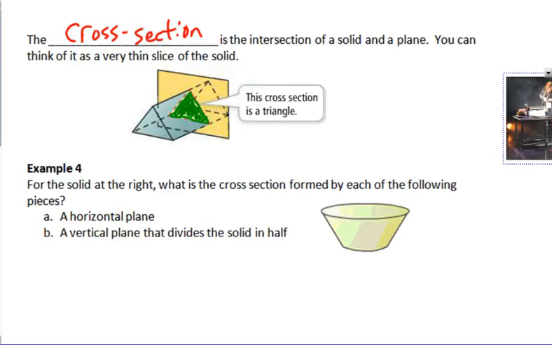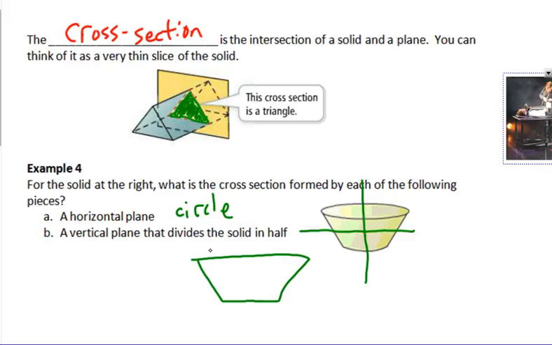So for the solid at the right, look at an example for it. What is the cross section formed by each of the following planes? So a horizontal plane. Let's say you're taking a shape and you're cutting it right through here. It would make a circle. The part in the inside would make a circle. How about a vertical plane dividing it like this? If you were to picture what's inside of there that would be cut in half, what would that make? In my experience, I think that would make, you kind of pull it out, it'd look like this. The bottom part is a little like that. And that would be a trapezoid.